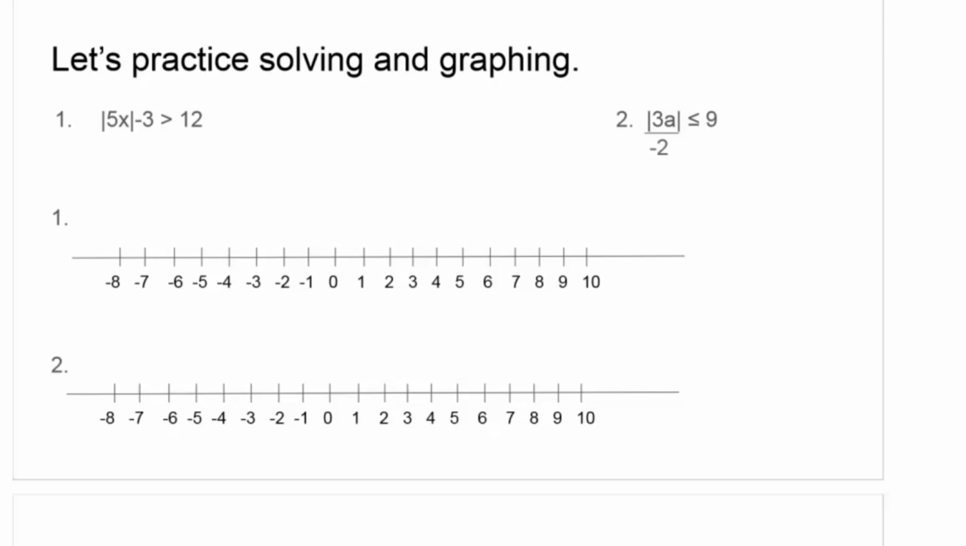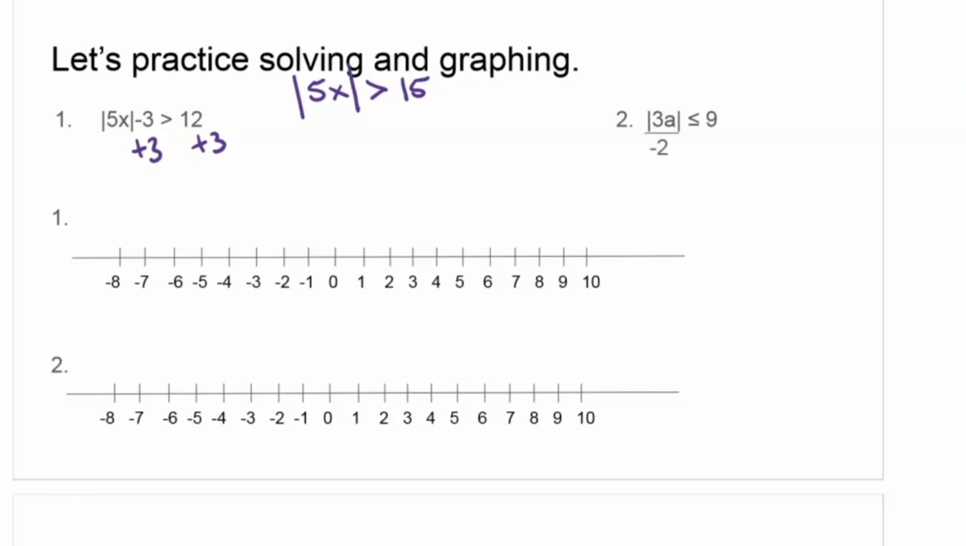Okay, I have 2 more practice problems. We're going to practice all the way from the beginning. So we're going to solve the inequality first, and then we're going to graph it on the number line. So number 1, first thing we have to do is get the absolute value by itself. So we have this minus 3 that is outside of the absolute value, so we have to get rid of that first. So I'm going to add 3 to both sides.